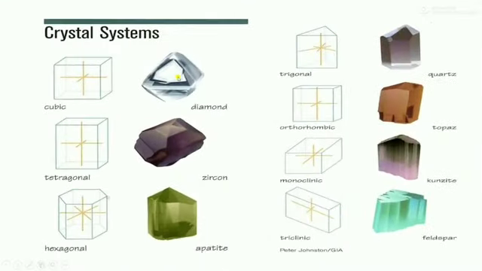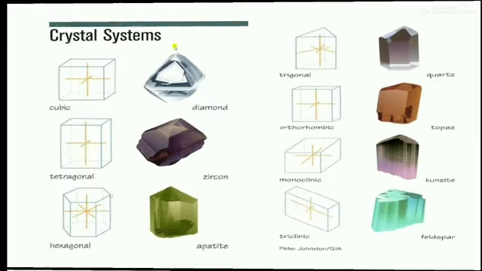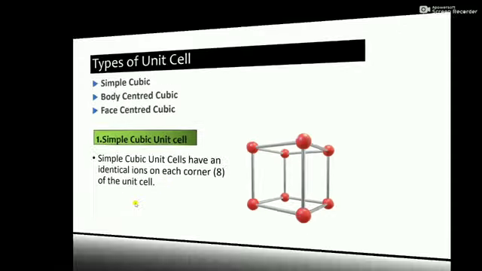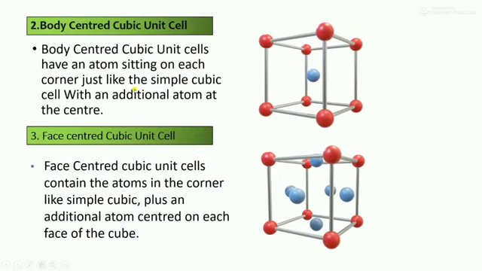And here we can see some examples for each type of crystal system. Now let us see the types of unit cells. There are three major types of unit cells: simple cubic unit cell, body centered cubic unit cell, and face centered cubic unit cell. Simple cubic unit cells have an identical number of atoms on each corner of the unit cell, while body centered cubic unit cells have an atom sitting on each corner just like the simple cubic unit cell with an additional atom at the center.